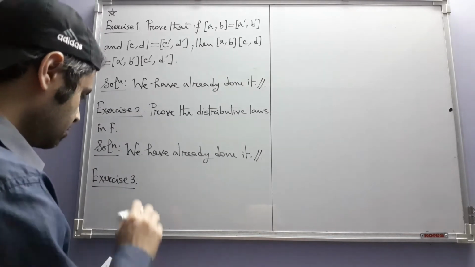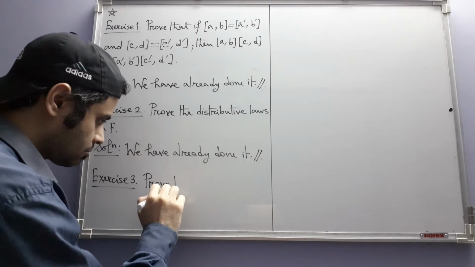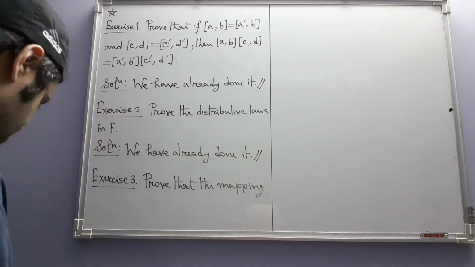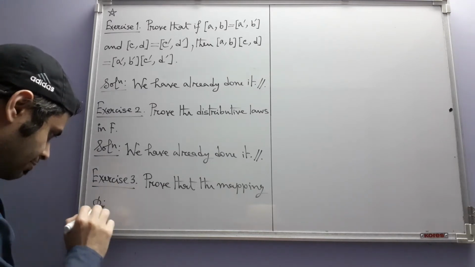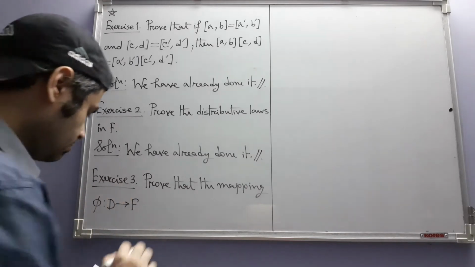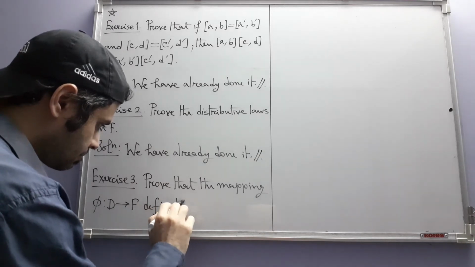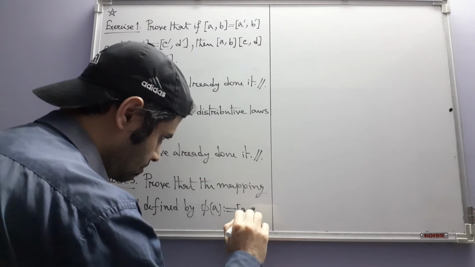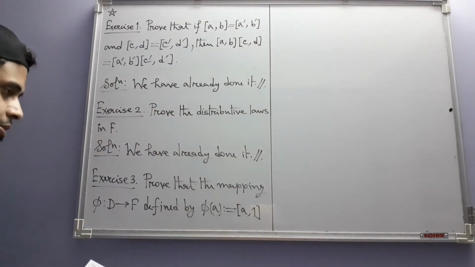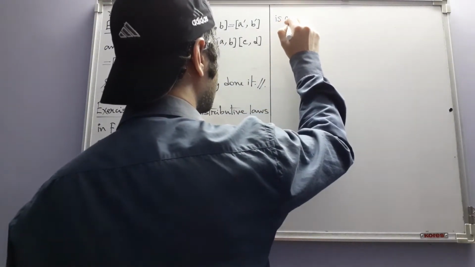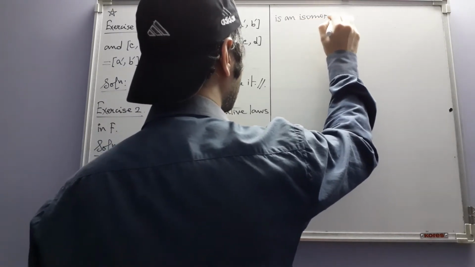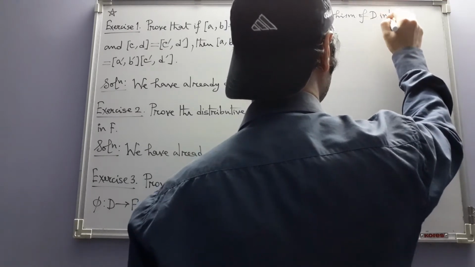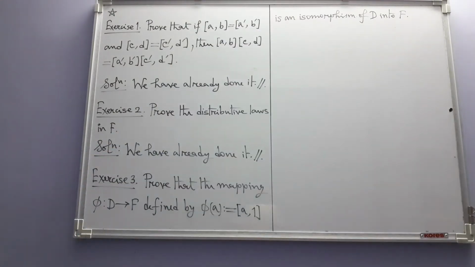Then exercise 3. Prove that the mapping phi from D into F defined by phi of a equal to this is an isomorphism of D into F. Okay, sorry, I cropped it.